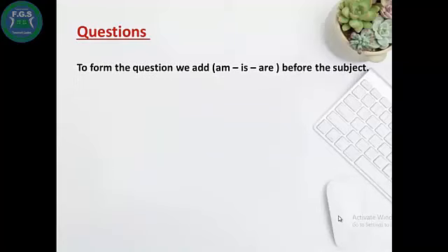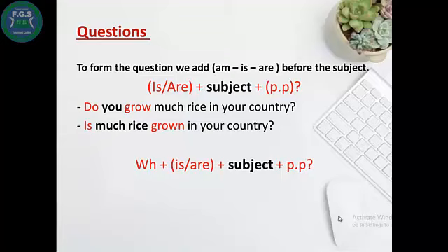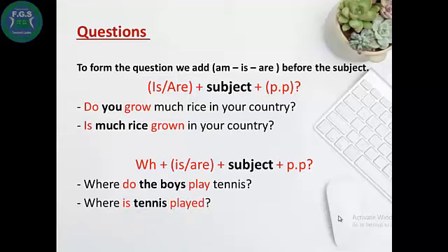Question. To form the question, we add am, is, are before the subject. Is or are plus the subject plus the past participle. Do you grow much rice in your country? Is much rice grown in your country? WH plus is or are plus the subject plus the past participle. Where do the boys play tennis? Where is tennis played?